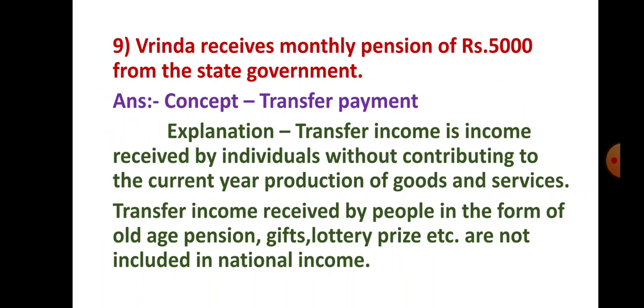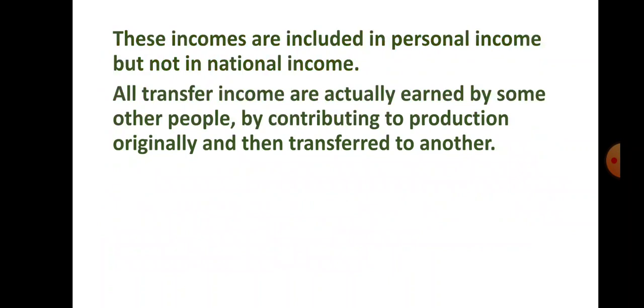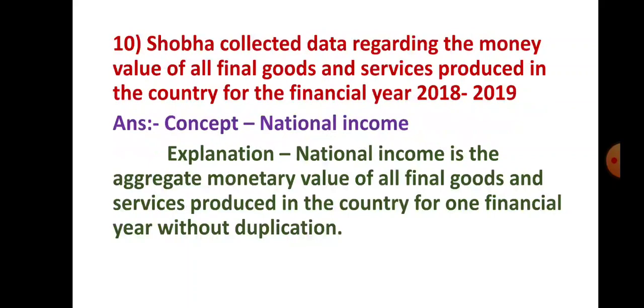are not included in national income. So transfer income is that income which is not included in the national income. So these incomes are included in personal income only, but not in national income. So all transfer income are actually earned by some other people and by contributing to production originally and then transferred to another. Now let us see the next illustration.